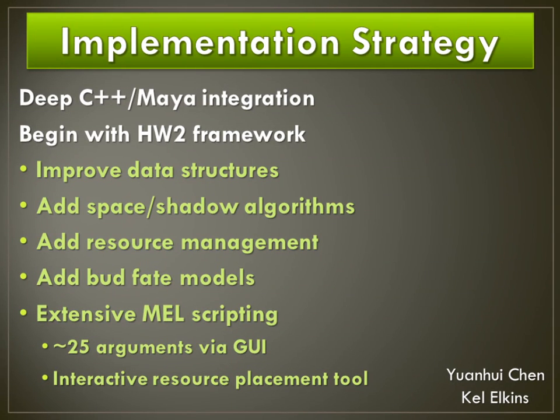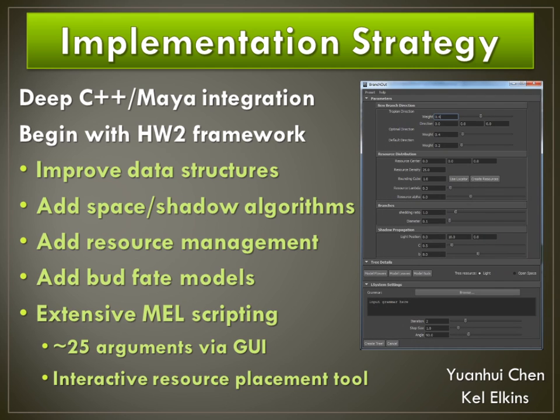We implemented this plugin using the Maya C++ API along with some Mel scripting. We started with the Homework 2 framework and extended it to include concepts from the paper. We created an extensive Maya GUI that allows users to input several parameters that affect tree growth. The GUI also included a tool that allows users to place space resources using a custom locator and some randomized parameters. This tool allows users to sculpt a 3D point cloud that will roughly guide the tree growth.